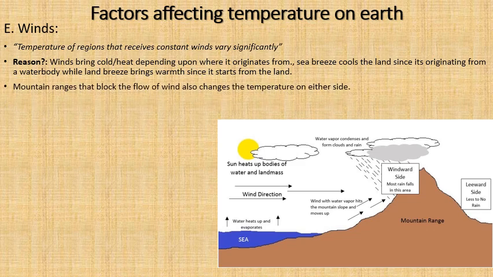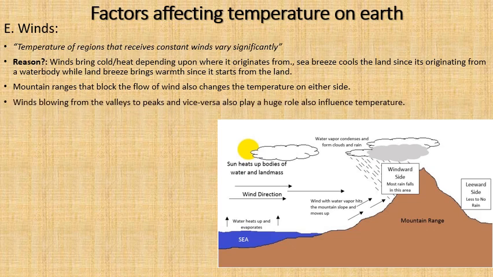Mountain ranges block the flow of the wind, which also changes the temperature. In this picture you can see wind direction is on one side, and the other side doesn't get any wind. So there is a huge difference in temperature when you compare the left side of the mountain to the right side, because one side gets wind and the other side doesn't. So mountain ranges also block and change the temperature of the earth.